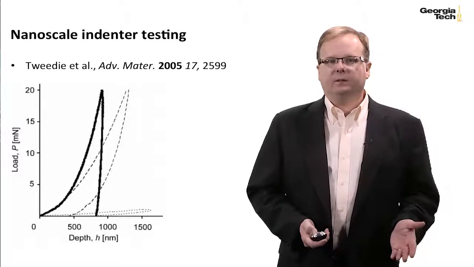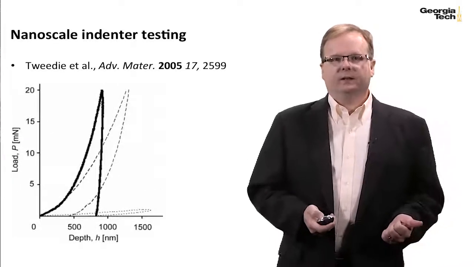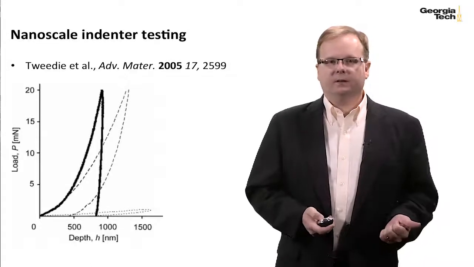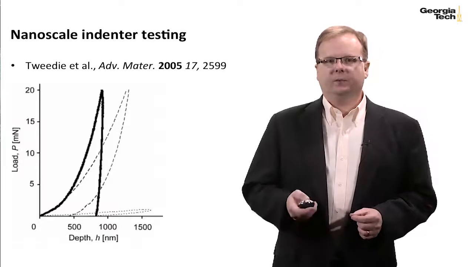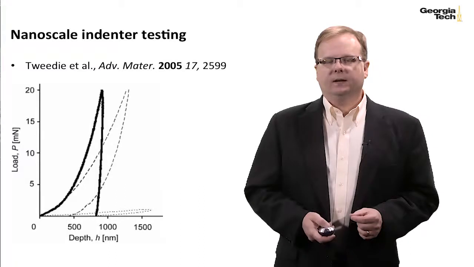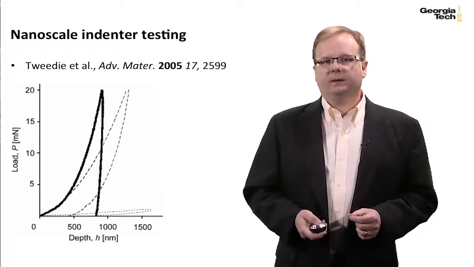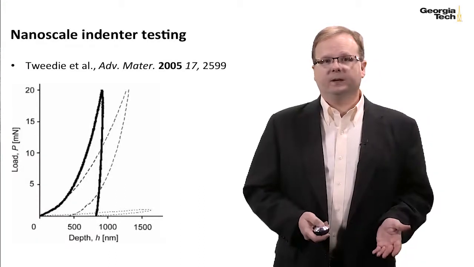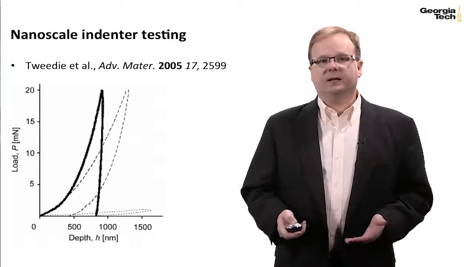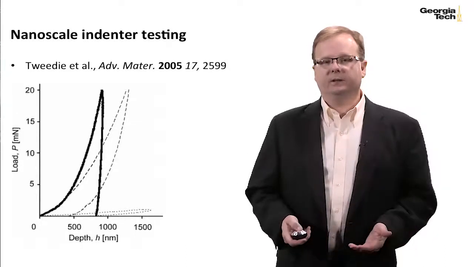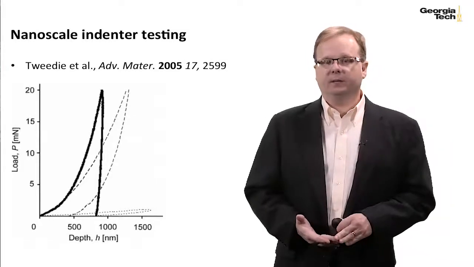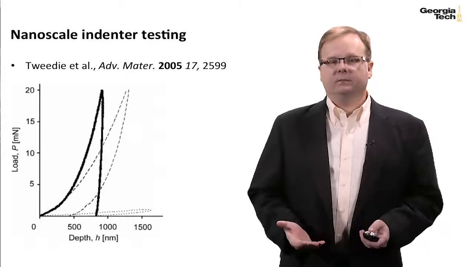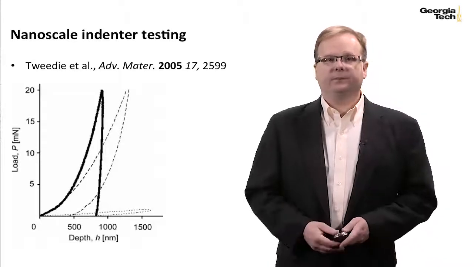So the data looks something like this. You measure load, the measured load or stress on the tip versus depth. And the dart curve, for example, shows the indentation and then the withdrawal as a function of depth for a relatively stiff material. The dashed and dotted curves are progressively softer materials. So one can use mechanical models that take into account the geometry and extract information like the modulus.